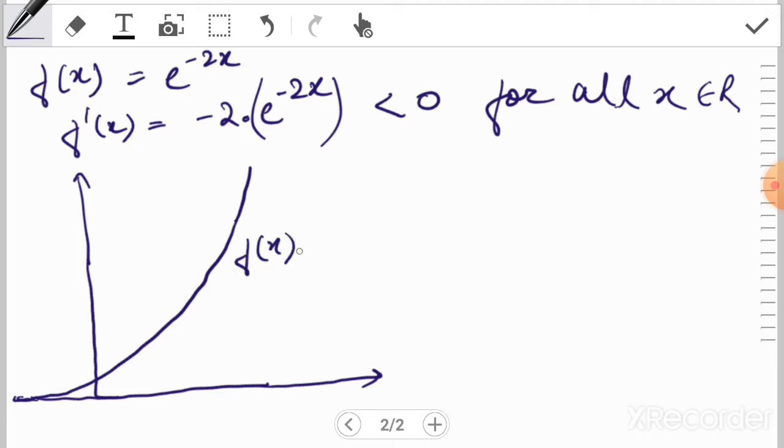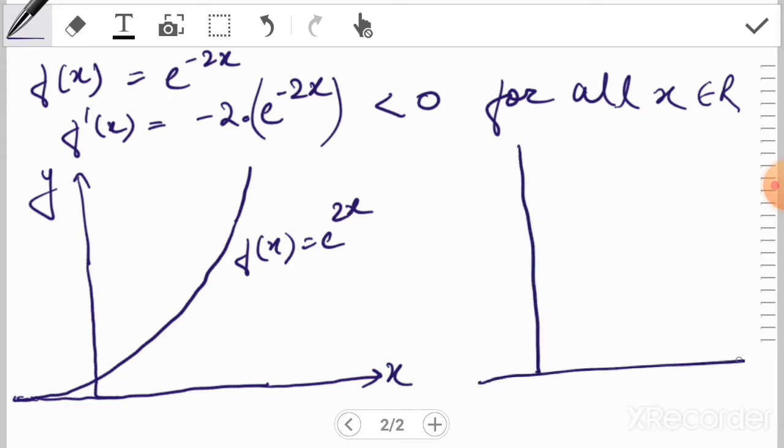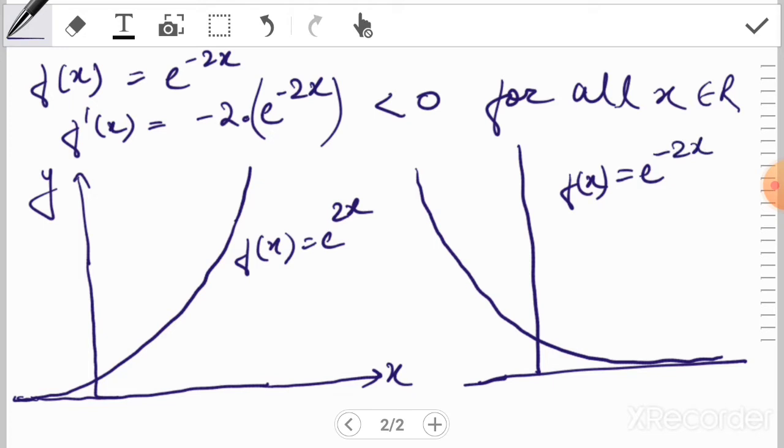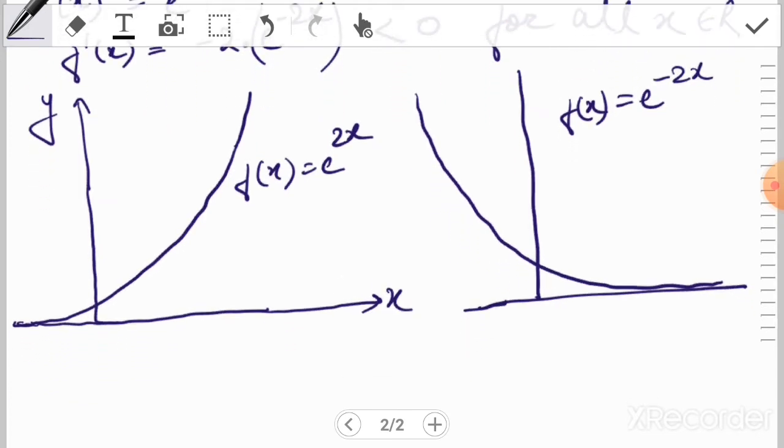So this is f(x) is equal to e raised to the power 2x, and the plot of f(x) is equal to e power minus 2x goes like this, right?